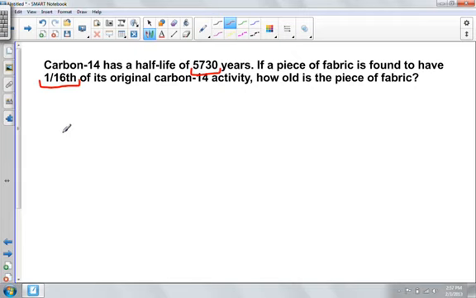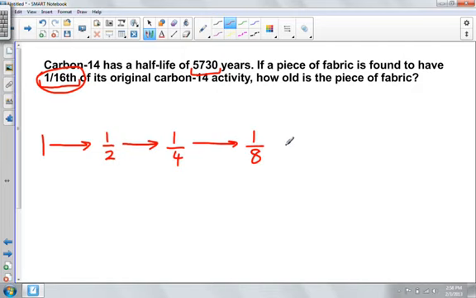Well, notice the question doesn't tell us how much we had, but it does give us this little nugget here. So that tells us we can start from 1. After one half-life, we go to half. After another half-life, we go to half of a half, which is a quarter. After another half-life, we go to half of a quarter, which is an eighth. And then after another half-life, we go to half of an eighth, which is 1/16, which is exactly what the question is asking us. So then we just have to figure out how many half-lives that is.